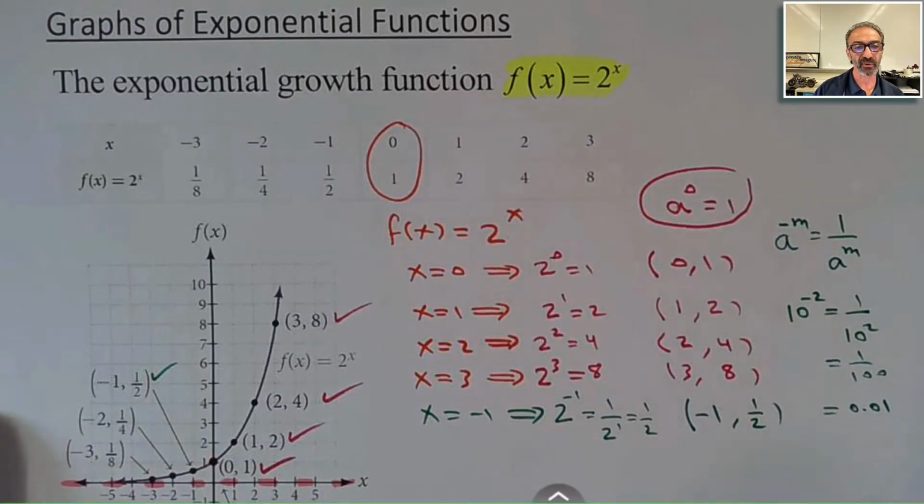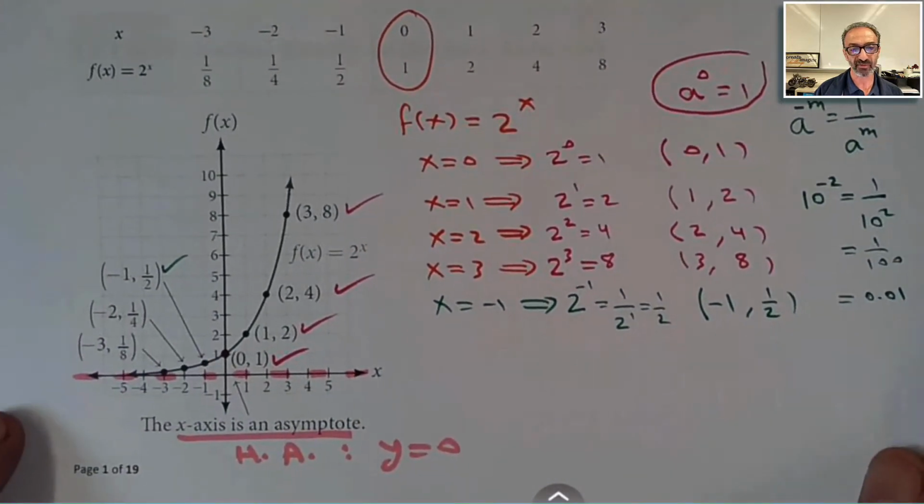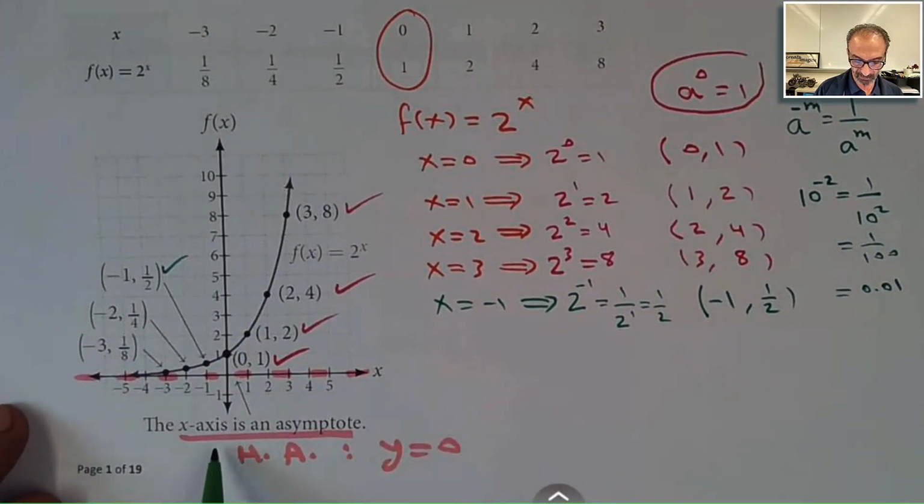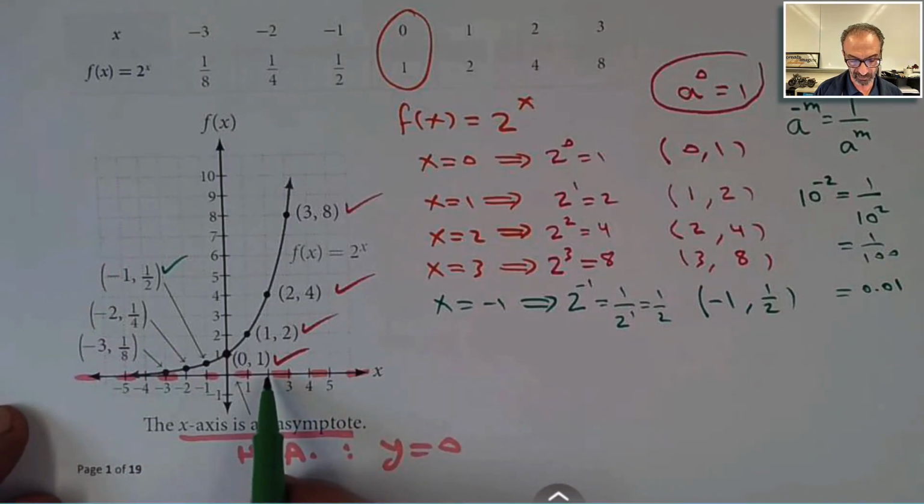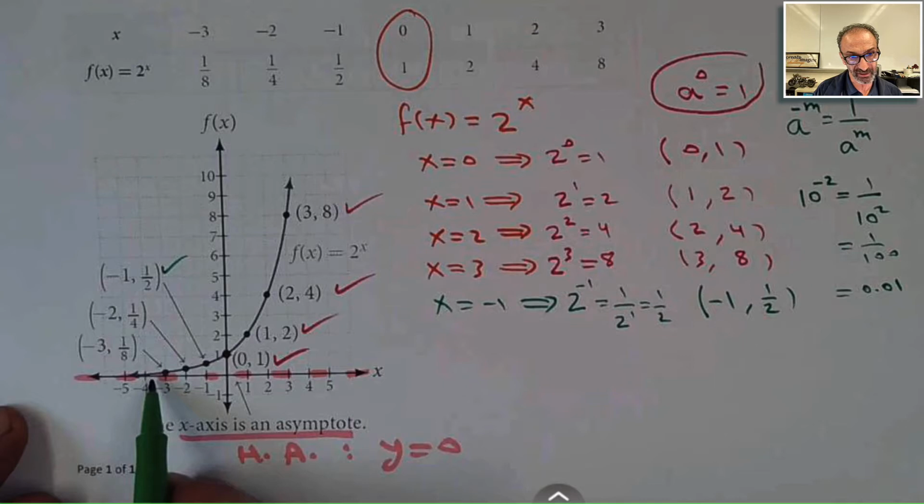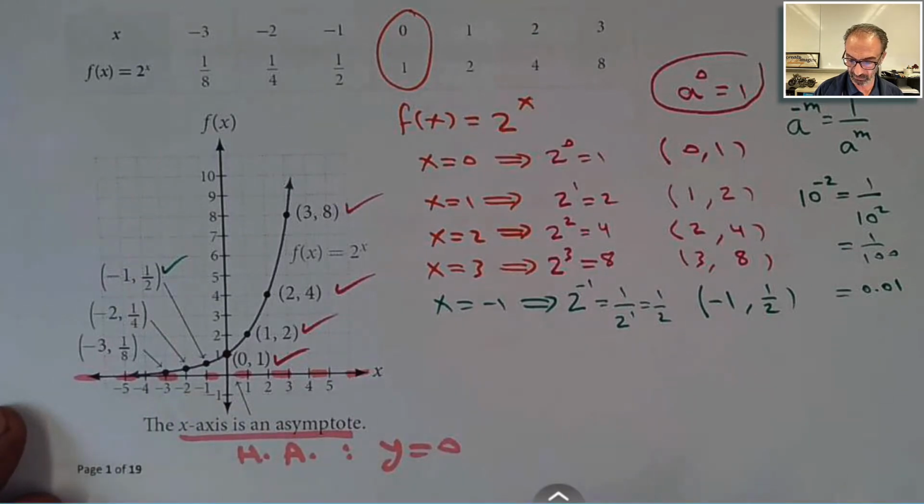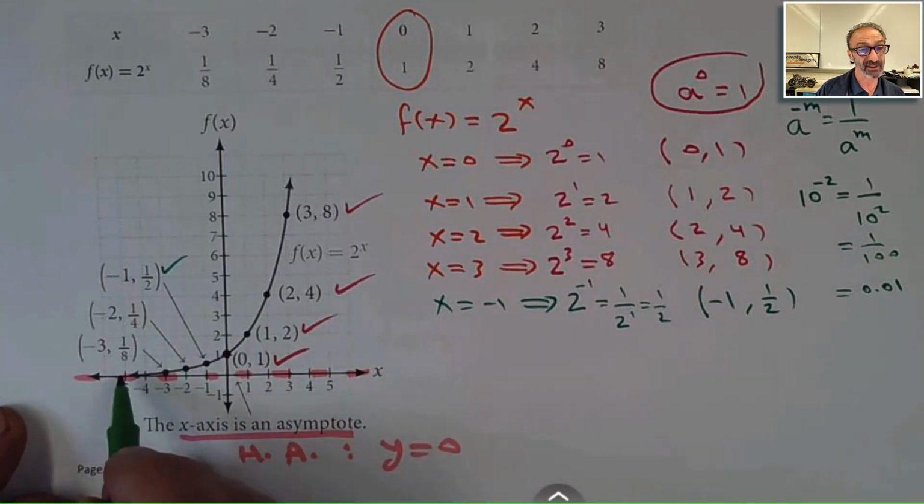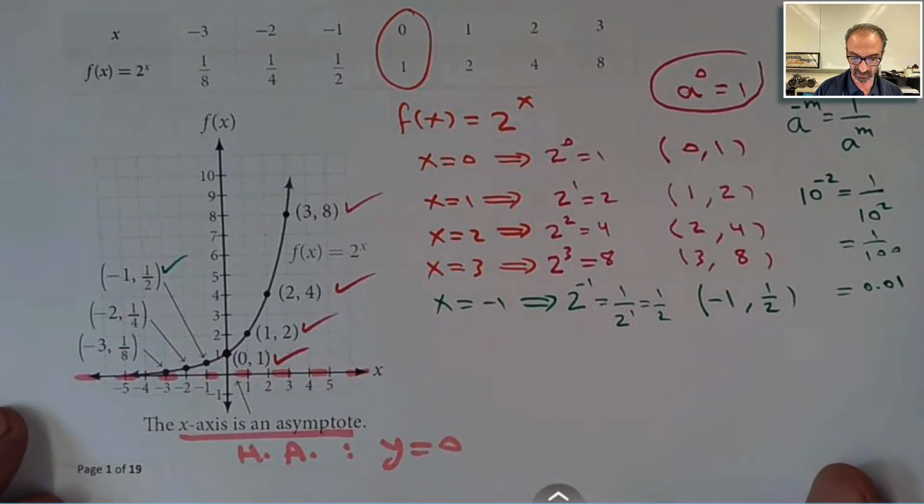Okay, what else could we talk about on this graph? This graph shows that we have a horizontal asymptote, which is the x-axis. Differently, we call it y equals 0. It doesn't touch the x-axis. It looks like it's touching right here, but that's not true. It keeps getting closer and closer, but doesn't touch.